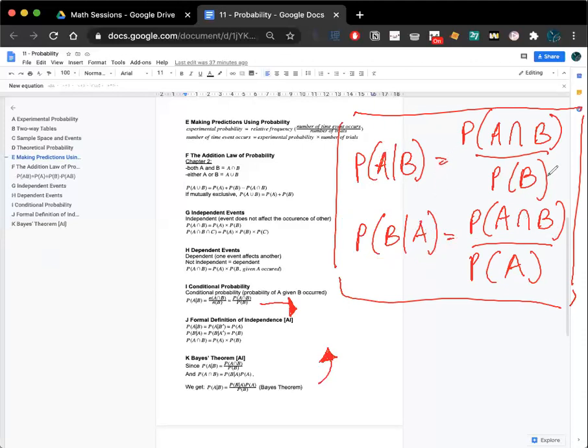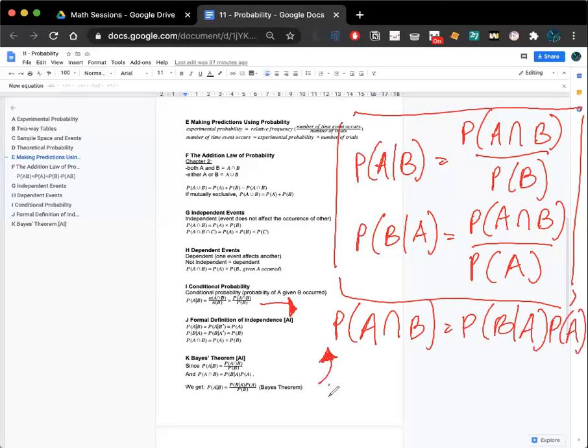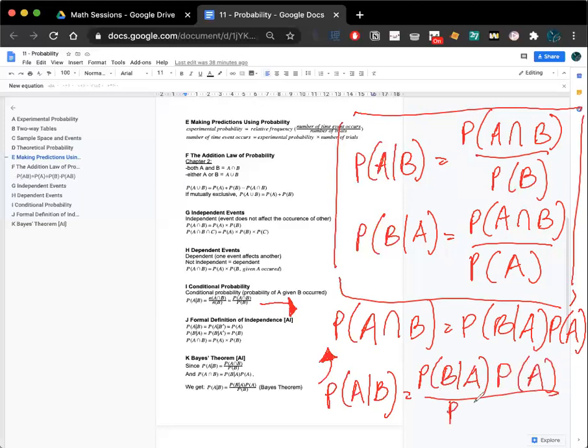And to make it easier, you substitute into the formula and turn it so you can immediately insert the values of what you have. And this is what you call the Bayes theorem.